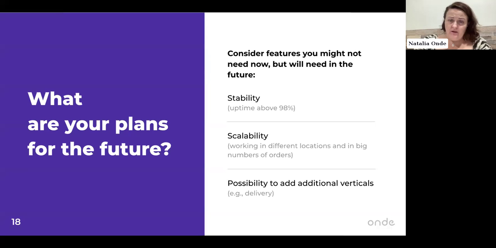Because you can run, let's say, a marketing campaign, and all of a sudden you used to have, let's say, 100 orders per day, and as a result of the marketing campaign you're facing, let's say, 1,000 orders per day. Can your software adapt to that, and how fast can it do so?